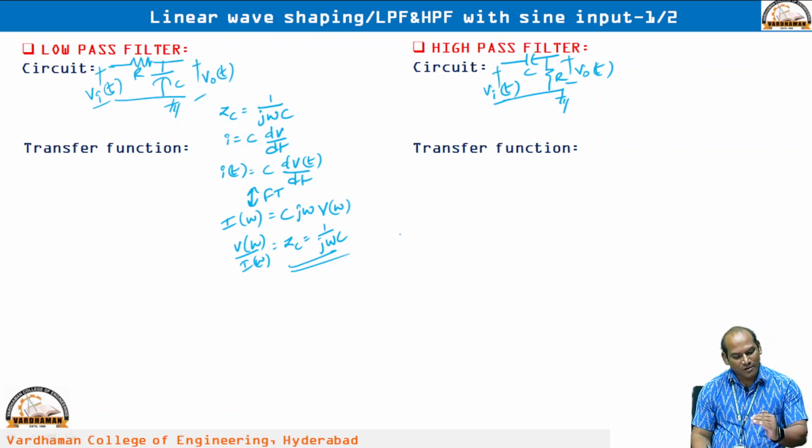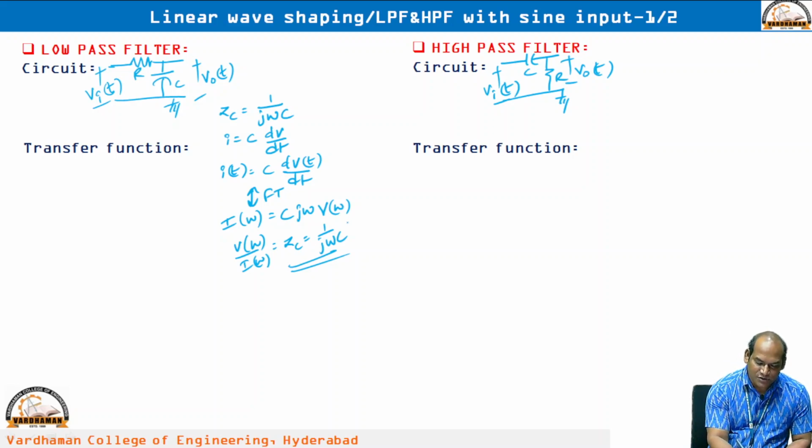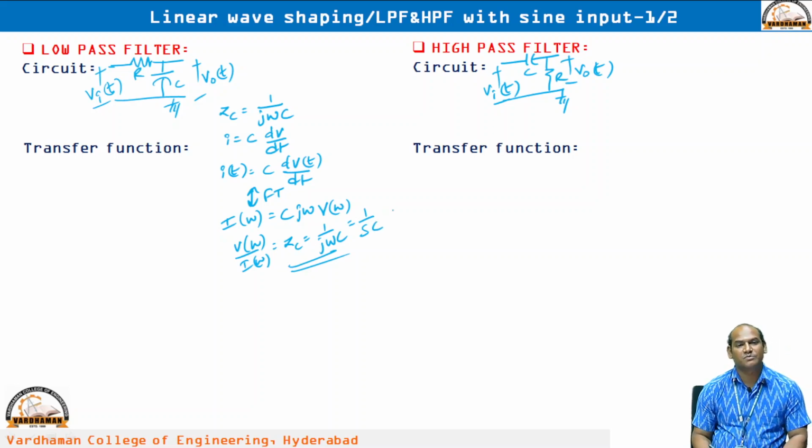But now I am going to use the transfer function definition as the Laplace transform of the output by Laplace transform of the input. Okay. So, I need to write this in the Laplace transform, that means in the S domain. So, we know S is equal to sigma plus j omega. If you consider sigma is 0, j omega itself is S, that means 1 by Sc. Okay. So, Zc can be taken as 1 by j omega c or 1 by Sc.